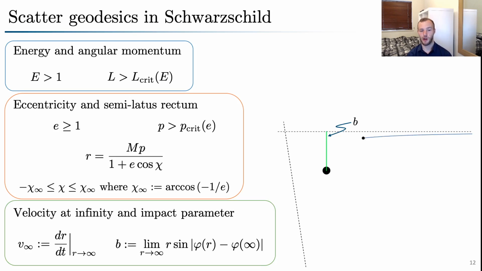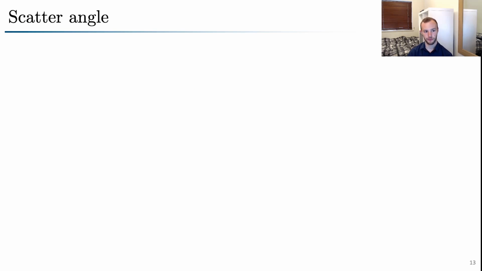We have a third parameterization, which is the velocity at infinity and the impact parameter. Now, the impact parameter is just the point of closest approach to the central black hole if the central black hole had a mass of 0. So now let's have a look at the scatter angle.